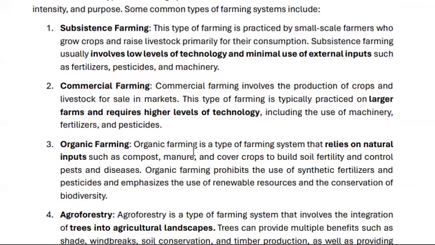Then another type, we have organic farming. So in organic farming, organic nga, we rely on natural inputs gaya ng mga manure, mga compost, cover crops, para ma-build yung ating soil fertility and to control pests and diseases. Organic farming nga, so we prohibit the use of synthetic fertilizers and pesticides. And we try to emphasize the use of renewable resources and the conservation of biodiversity.